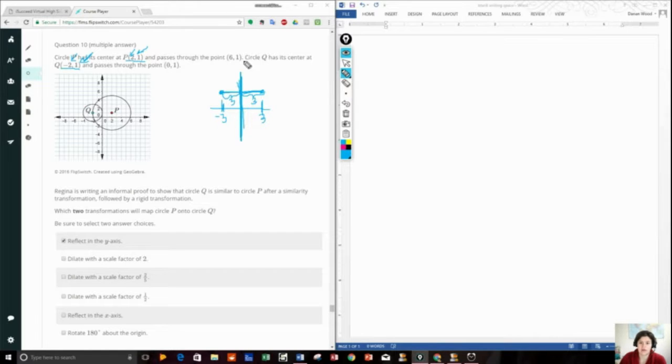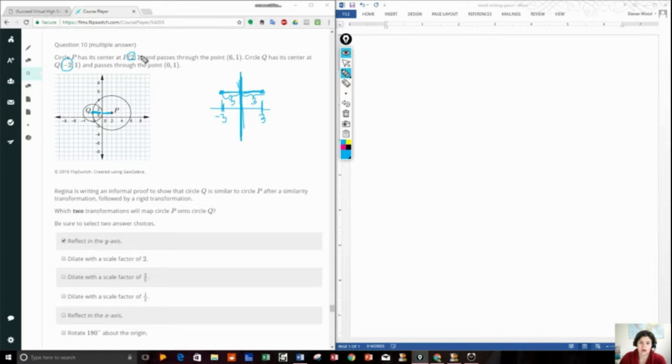And so the indicator to me that I reflect it about the y-axis is because the x coordinates are the same number with opposite signs. That means they're the same distance away from the y-axis. So point P is 2 units away and point Q is 2 units away. They're just on opposite sides.